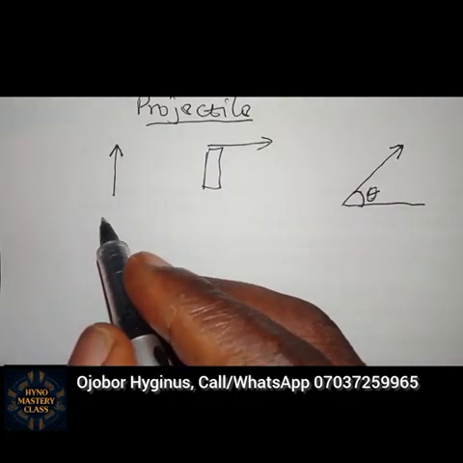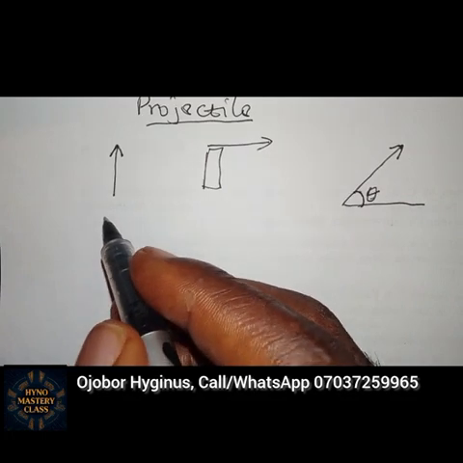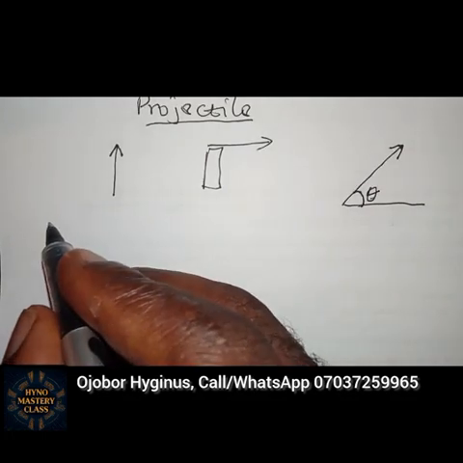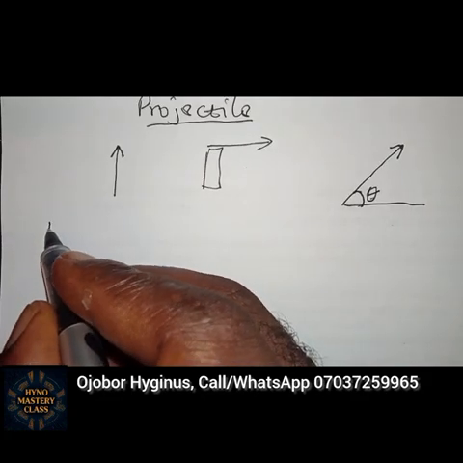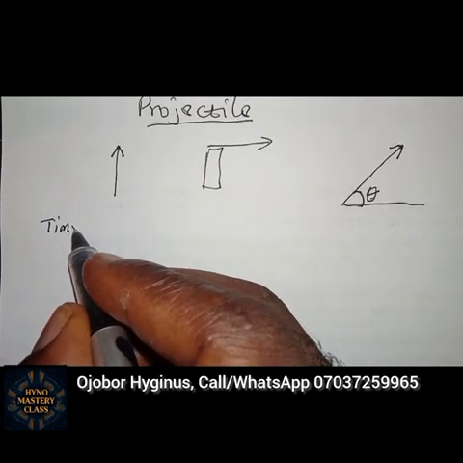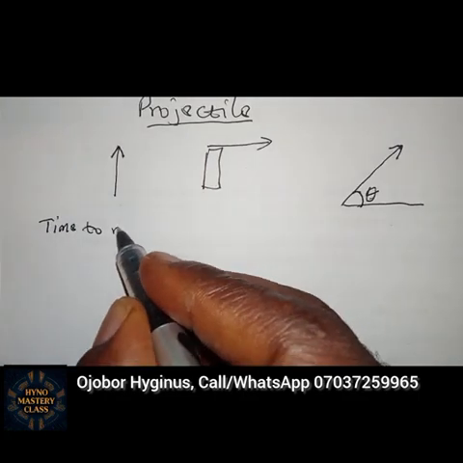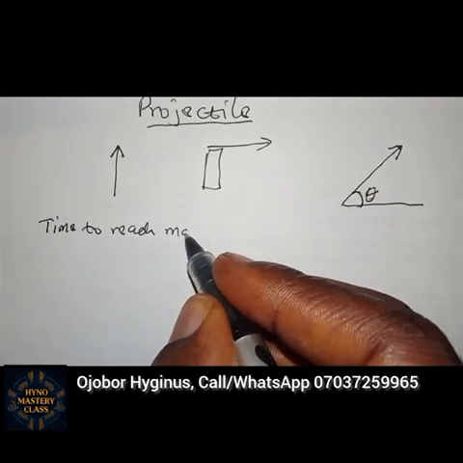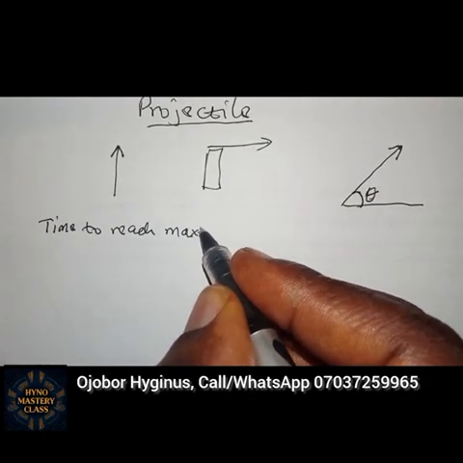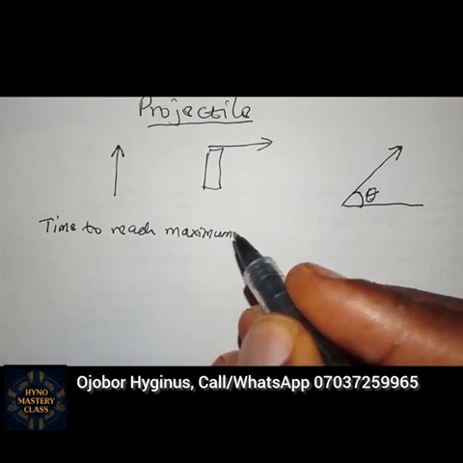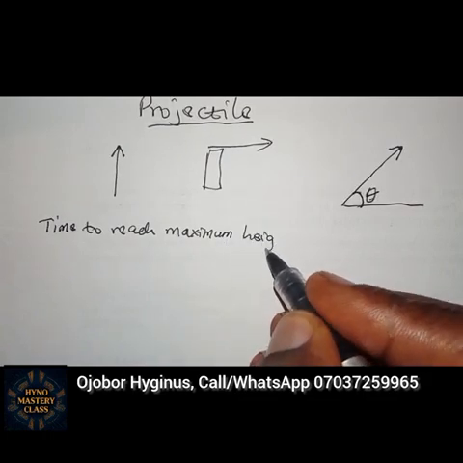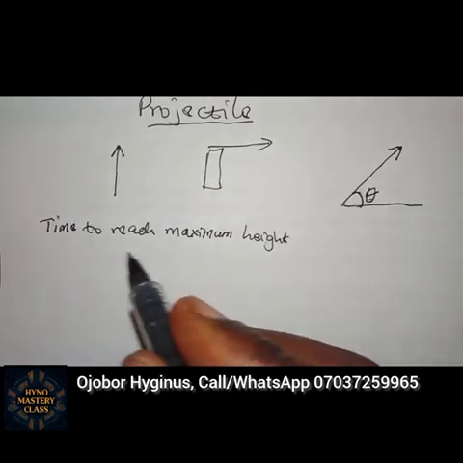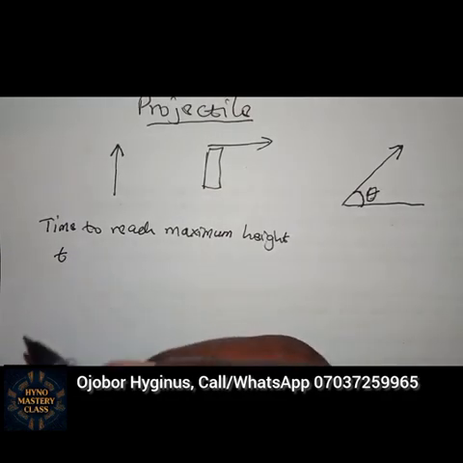When a body is projected vertically, the quantities we can determine is number one, time to reach maximum height. Time to reach maximum height is represented with small letter t.